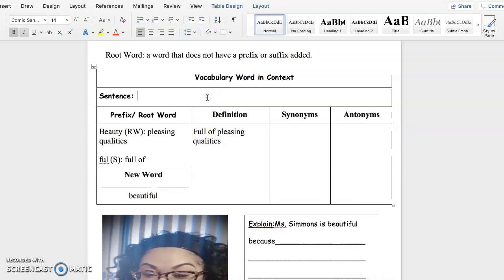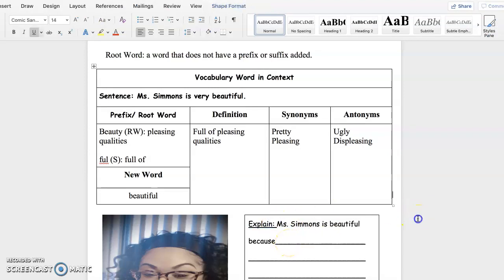And so, of course, my sentence is: Miss Simmons is very beautiful. I know somebody looking at me like, don't look at me like that. Okay, synonym. So a synonym for beautiful, of course, would be pretty or pleasing, right? Okay. Antonyms. I know somebody gonna say ugly, so we just gonna put it and then displeasing, even though I don't like that word, but I know somebody said it. Okay.